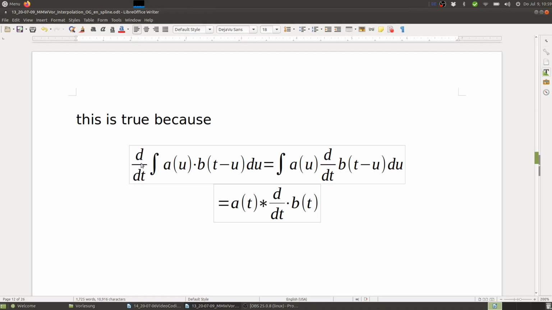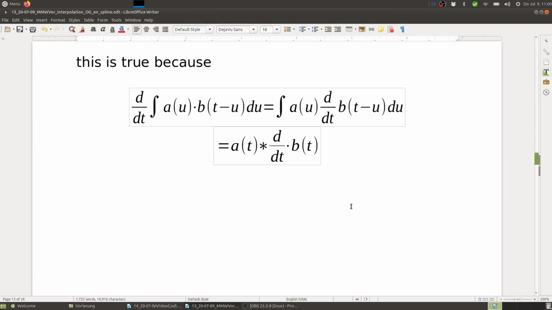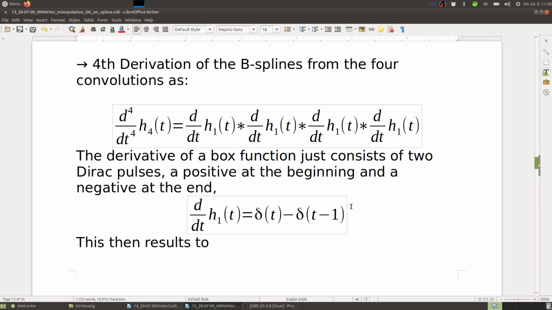Right? If you differentiate this integral, only one of the two functions has actually the differential variable in it. And that's why you can draw the differentiation inside, and you get our differential rule. So you can just apply it to one of the two convolution functions.